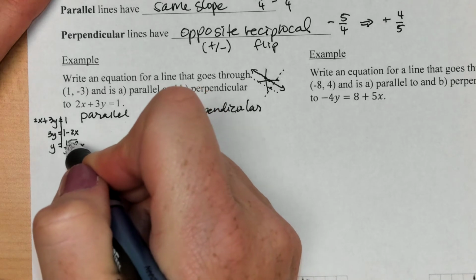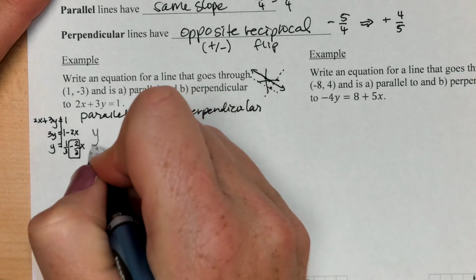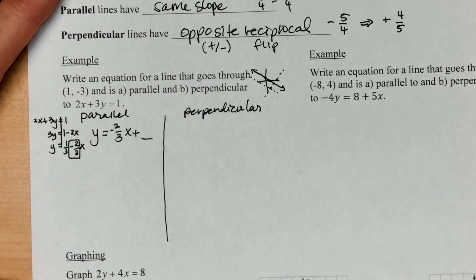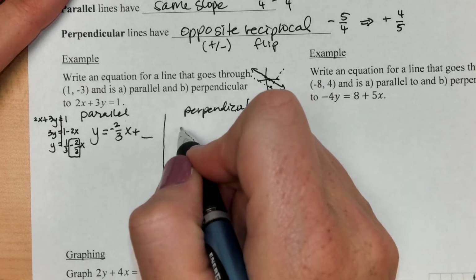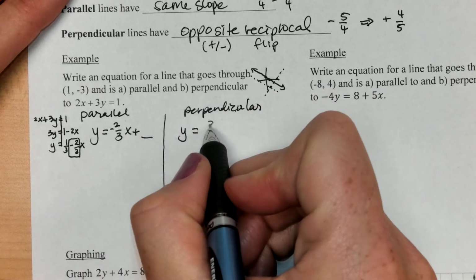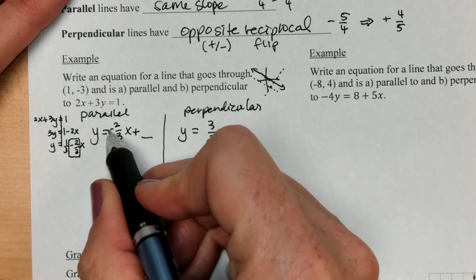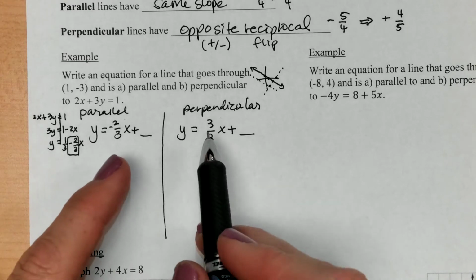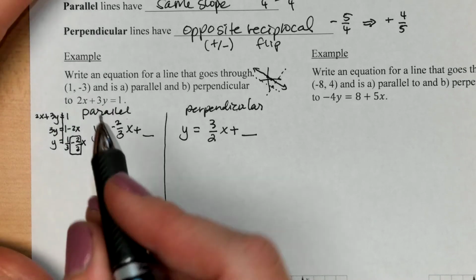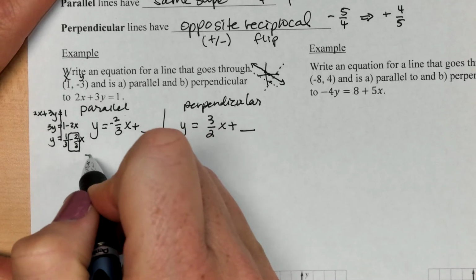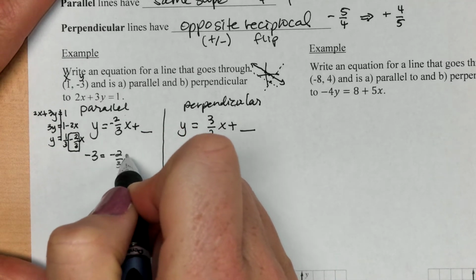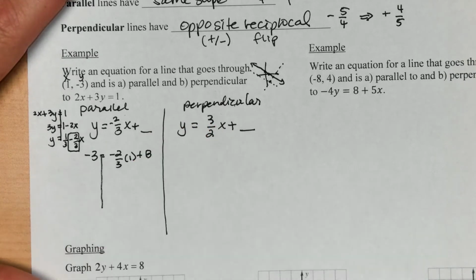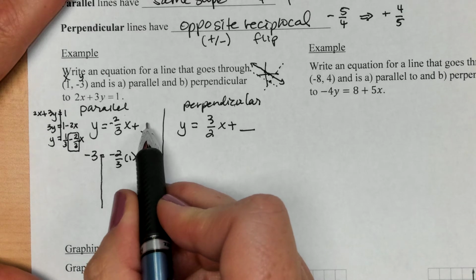The slope that we're looking at is -2/3, and in order to be parallel, my answer would have -2/3 as the slope. Our job now is just to find the b. When I do my perpendicular one, the slope will change to 3/2, flipping that and changing it from negative to positive, and I need to find a new b there as well. Once I've established my slope, I can take my point and plug it in for x and y. That's your x, that's your y. So I'd have -3 equals -2/3 times 1, plus b. We will solve that for b.